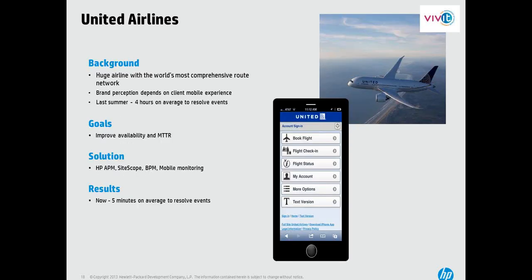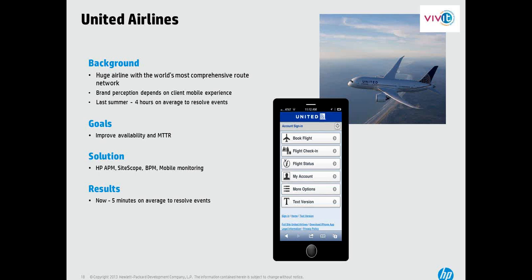Another good example is United Airlines. This is a huge airline with very comprehensive routes across the world, and this is one of the most awarded mobile airline applications out there in the airline industry. Their goal was to improve availability and the mean time to repair any faults within this application, and they deployed the HP solution.